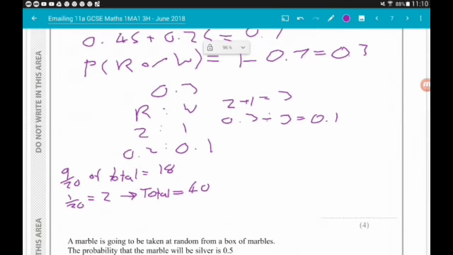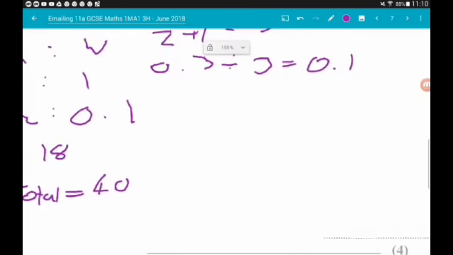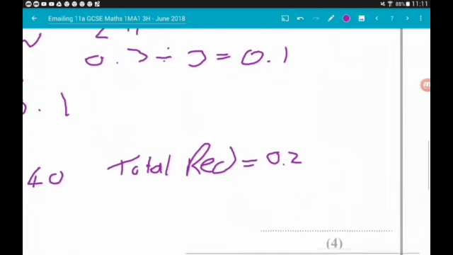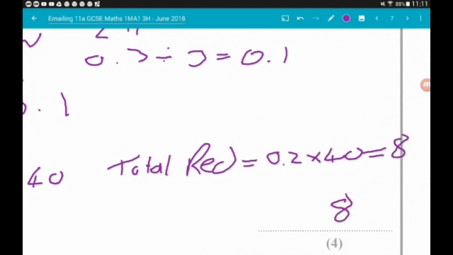So the number of red counters is the probability of red times the total counters. So the total red is 0.2 times 40, which is going to give us 8. So 8 is our answer.